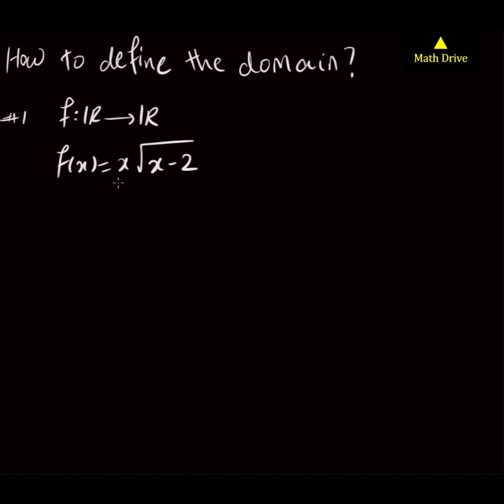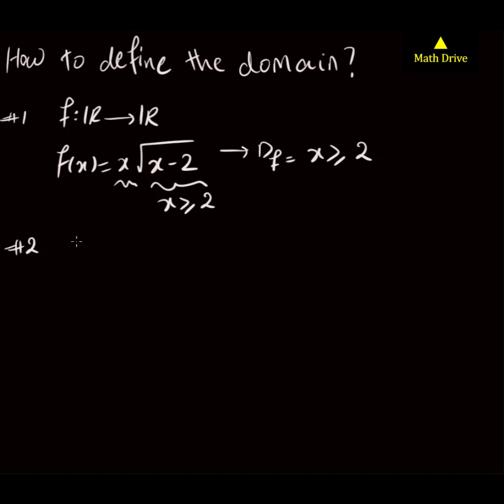So this function has the element x and the square root of x minus 2. We know that the domain for x is the set of real numbers, but for the square root of x minus 2 we know that x should be greater than or equal to 2, so the domain of f is equal to x greater than or equal to 2.